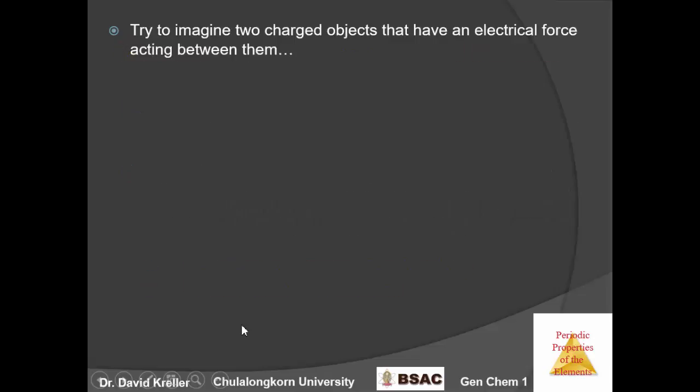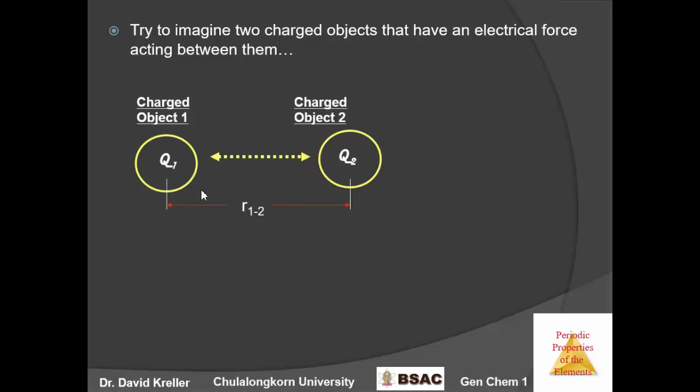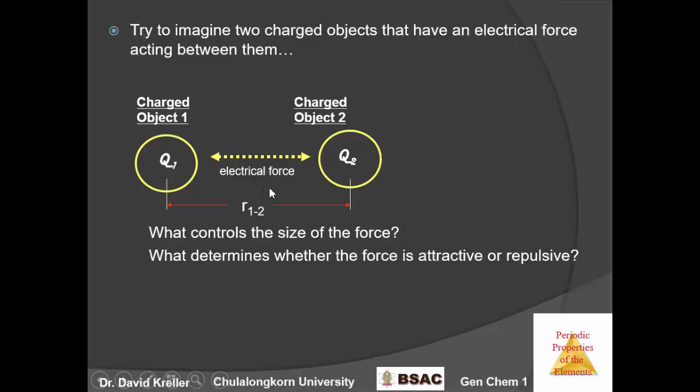Try to imagine two charged objects that have an electrical force between them. Here we have a picture of charged object 1 and charged object 2, with some distance between them. We'll call it R, short for radius, R1 to 2. And here's some sort of interaction occurring between them. What controls the size or magnitude of that force? You may have studied Coulomb's law.